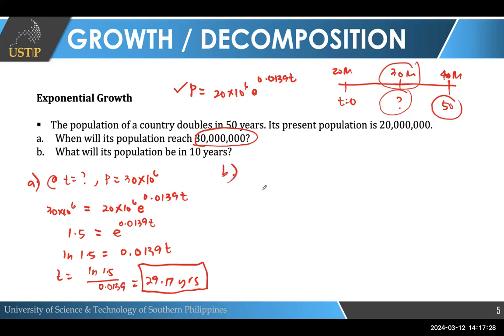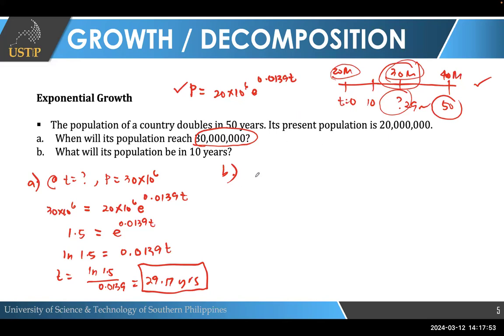Okay, let's go to letter B, which is, what will its population be in 10 years? So ganina po, if you create a timeline, it's very helpful to visualize, class. It says, what will its population be in 10 years? Before we solve, let's look, 10 years is somewhere here. What we solved here was a little over 29, right? So the value we get must be between 20 and 30 million. So let's keep that expectation in mind.